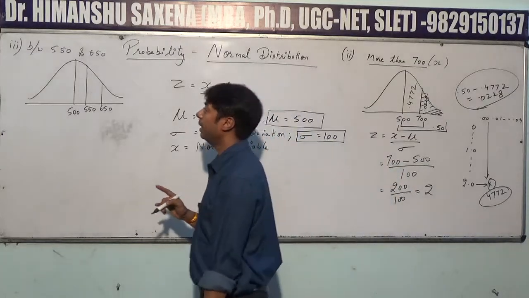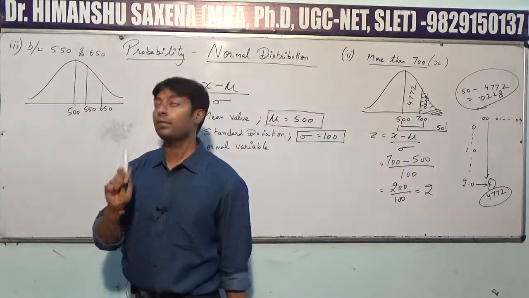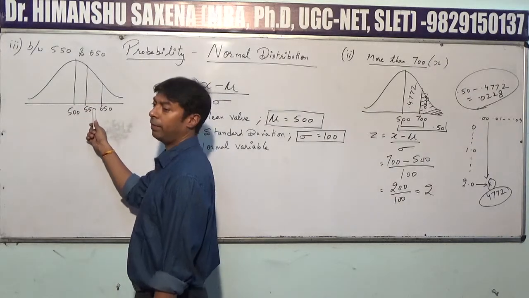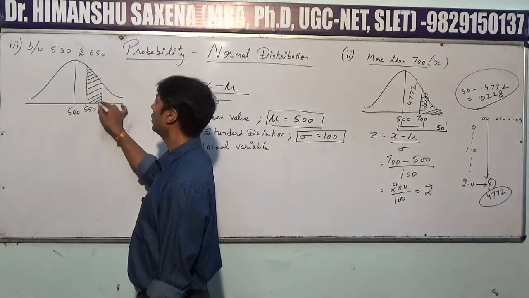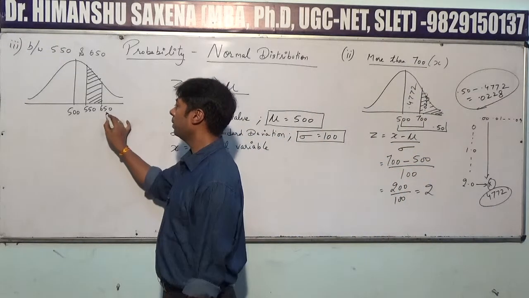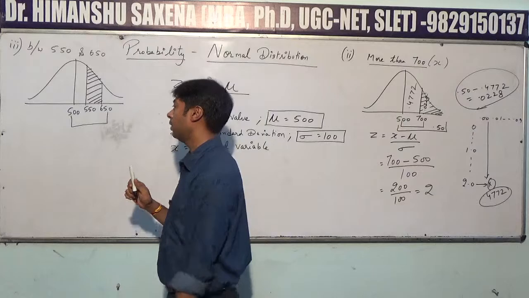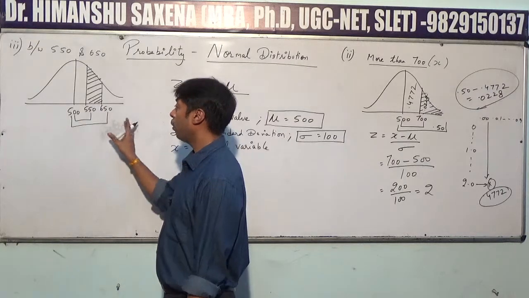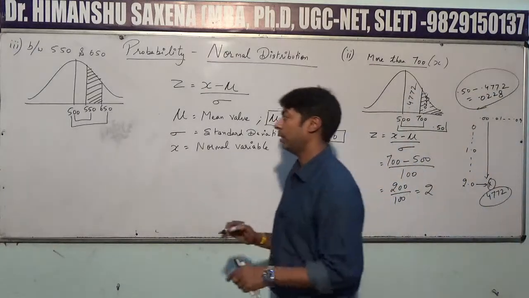Now in this problem, it has been asked to calculate the probability between 550 and 650. So what area will be shaded? Obviously you cannot shade between 500 and 550. You have to shade the area between 550 and 650. Now what is the modus operandi to solve this problem? Firstly, we will calculate the probability between 650 and 500. That is the first phase. Then next, between 550 and 500, and from the bigger area, we'll have to subtract the smaller area to get the resultant value.